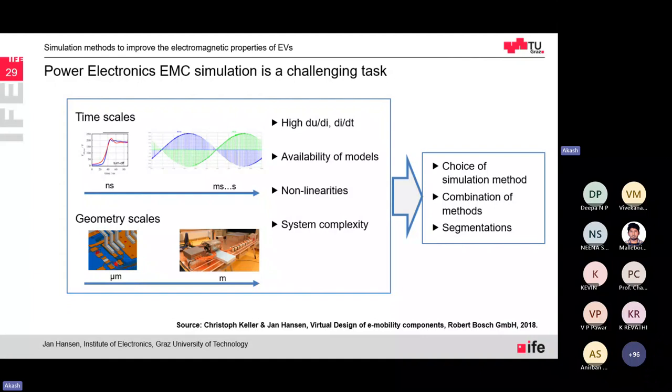On the other hand, we have details which are like micrometers. And in simulation, we have to cover this entire range from micrometers to meters, which is about a factor of 1 million. In time also, we have this rotating machine, which is like milliseconds or seconds, but the switching event of the semiconductors is nanoseconds. So again, it's a factor of 1 million in time that we have to cover in such a simulation. So I would say it's not that trivial to do this correctly. It needs some knowledge about what you want to do.